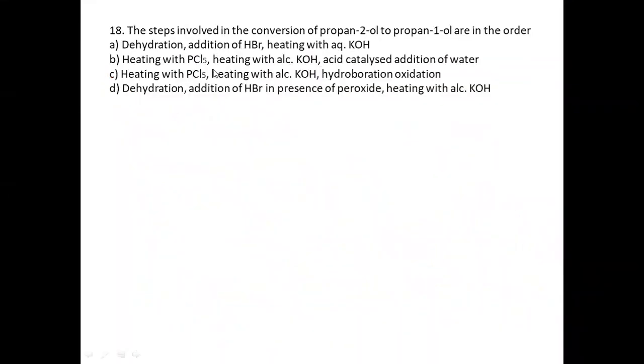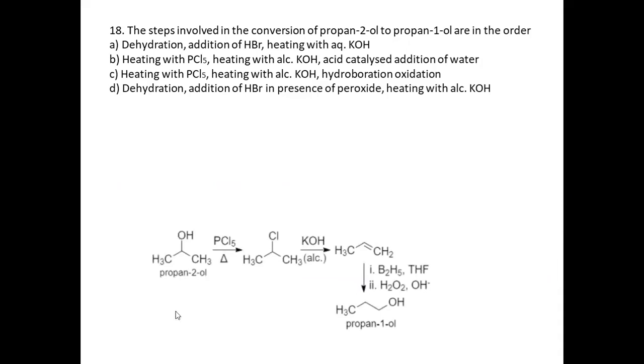Then 18, the steps involved in the conversion of propane 2-ol to propane 1-ol are in the order. So here we can observe the reaction. Propane 2-ol on heating with PCl5 molecule, then followed by heating with alcoholic potassium hydroxide. Then here we can observe this reagent, which is respective of hydroboration oxidation. So for question number 18, it's option C. Heating with PCl5, then heating with alcoholic KOH and hydroboration oxidation, we can convert propane 2-ol to propane 1-ol.